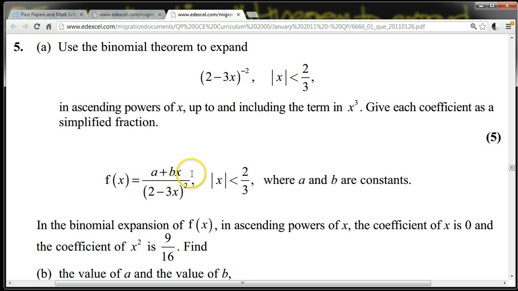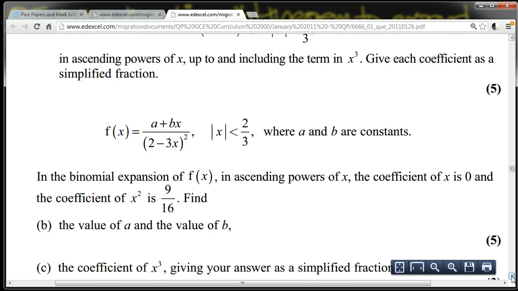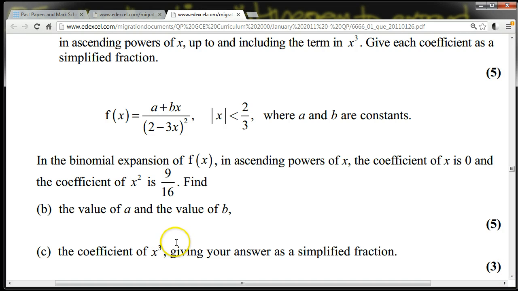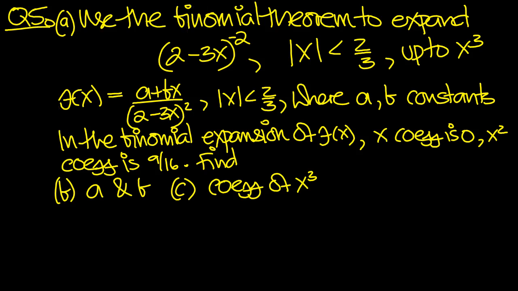f of x is equal to this expression here, where a and b are constants. In the binomial expansion of f of x in ascending powers of x, the coefficient of x is 0, and the coefficient of x squared is 9/16. Find the values of a and b, and the coefficient of x cubed, giving your answer as a simplified fraction. So I've summarized the question here as usual. Let's have a look at this then.